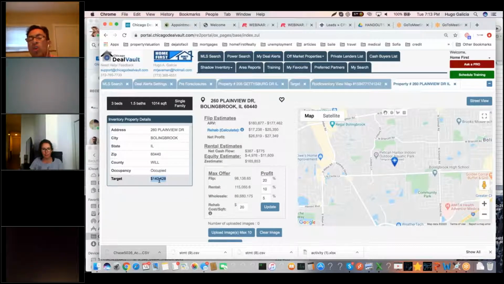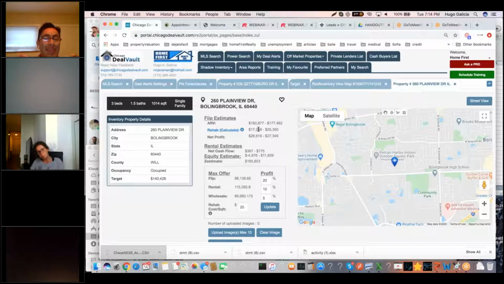So this property doesn't make sense right off the bat. We have the assumption of at least 25,000 in rehab, but the bank is asking for too much. Okay, so this property doesn't make sense. Therefore, we are not going to send this over to you, because financially at 140, you don't have enough meat on the bone to do anything. If you buy this property for 140,000, guess what? It's not going to cash flow, and you're going to lose money if you do a flip. That's simple, and you won't be able to wholesale it.